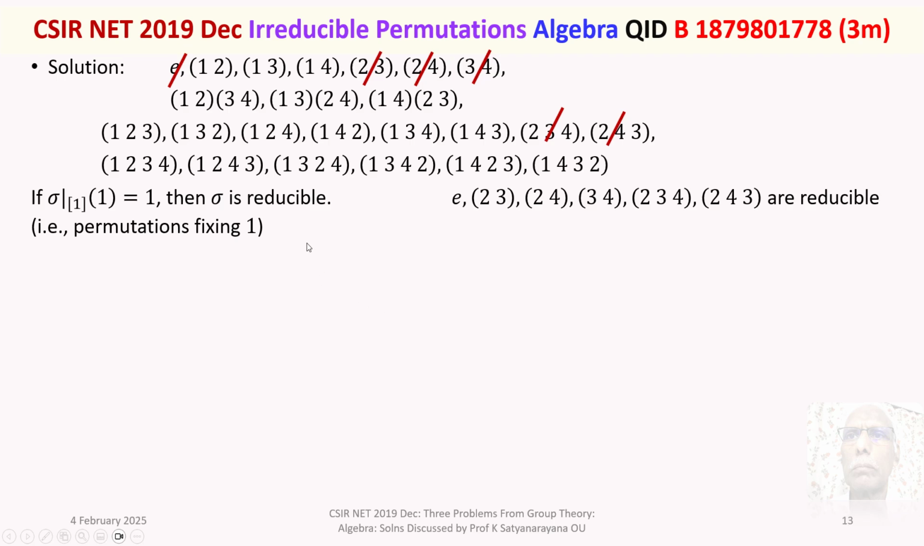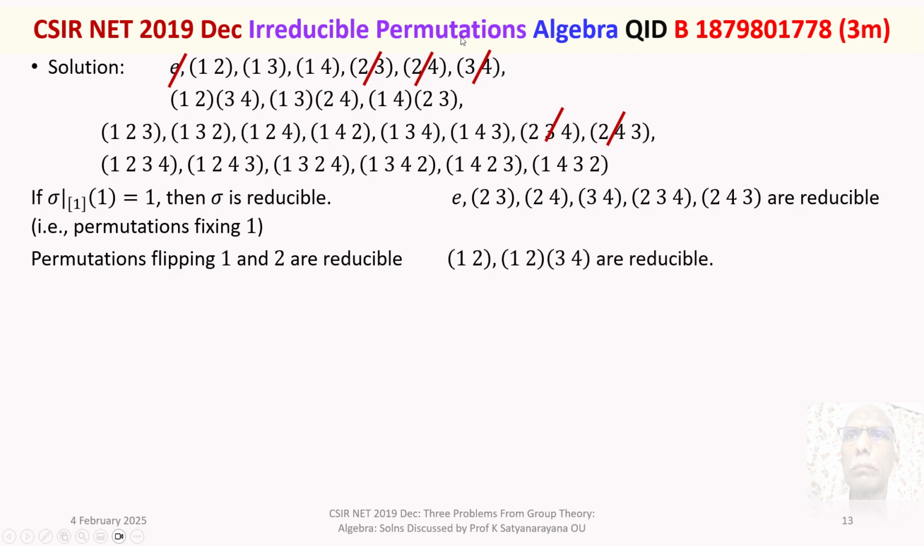What is the second category? Permutations flipping 1 and 2 are reducible. After doing this one, look at them. What are those permutations which flip 1 and 2? So they map 1 to 2, 2 to 1. So (1 2) transposition, yes, and the permutation (1 2)(3 4). They are reducible, of course.